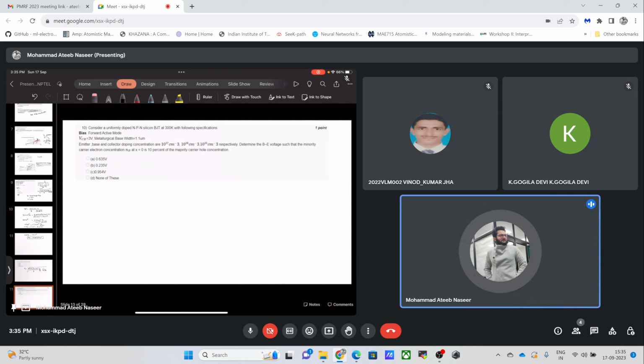Let's move towards another problem which says that we have to consider a uniformly doped NPN BJT with the following specifications. The bias is given to us: this NPN BJT is in forward active mode, and the collector to base voltage is given to be 3 volts, and the metallurgical base width is given to be equal to 1.1 micrometer. As expected, the emitter has the highest doping, followed by the base and then the collector.